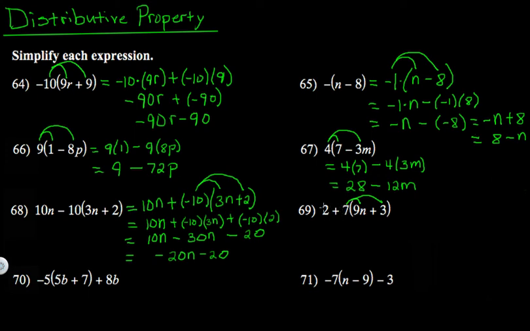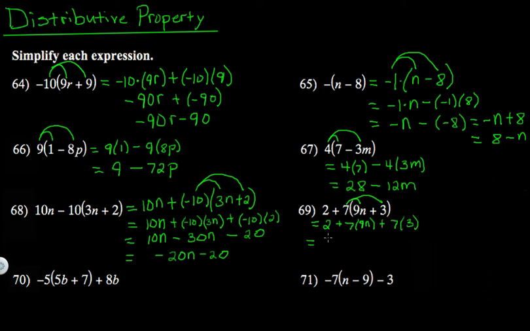This 2, we're not using it in this distributive property step. We're only using the 7. Just like in the previous problem, we only use this negative 10. So the 2 in this case is just going along for the ride. So we've got 2 plus, distributive property says 7 times 9n plus 7 times 3.